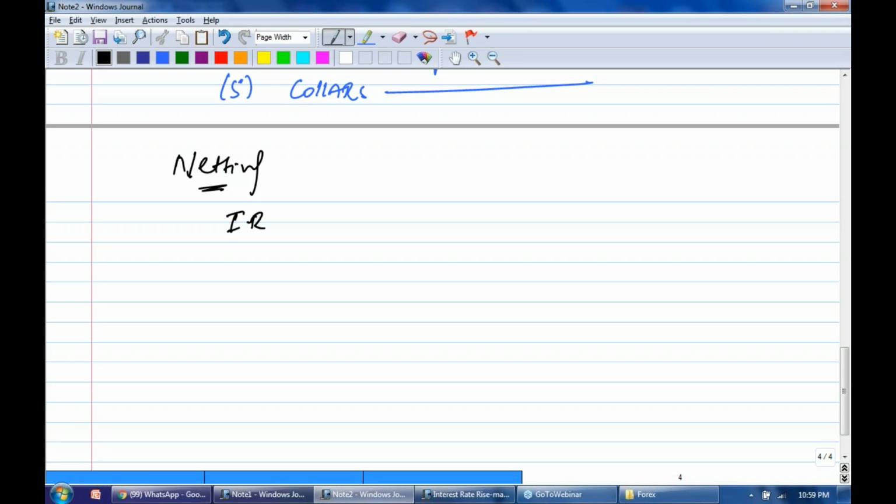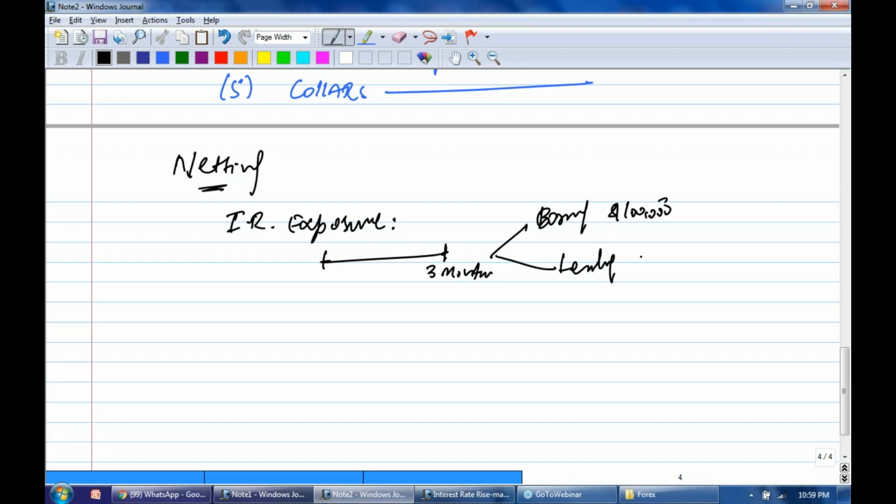You have an interest rate exposure. What exposure? 3 months after, you have to borrow $100,000 and you have a lending of $30,000. So it's very simple, candidates. Net borrowing $70,000. It's so simple.